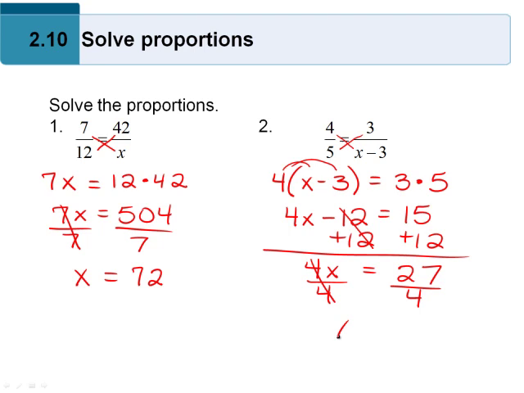I know it seems weird, but we're just going to leave the answer as an improper fraction, 27 over 4. Nothing goes into both 27 and 4. It didn't say to round it off or anything, so you just leave it as an improper fraction.